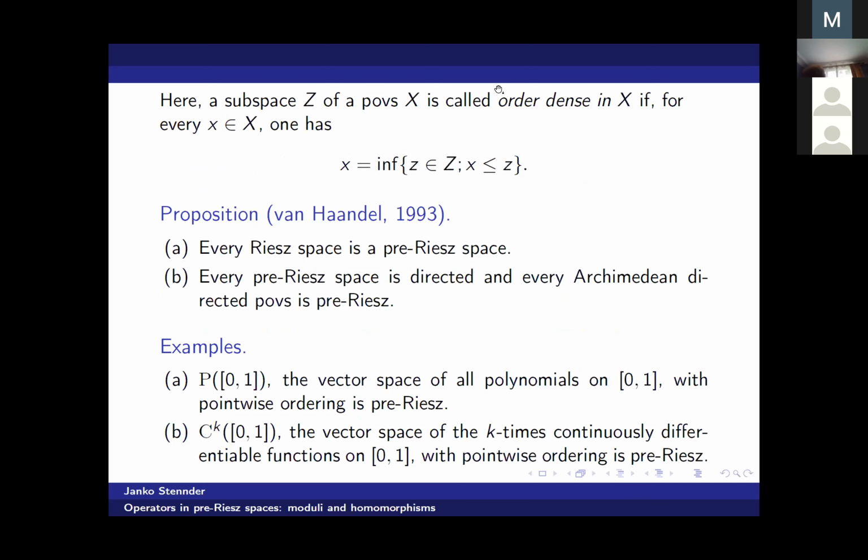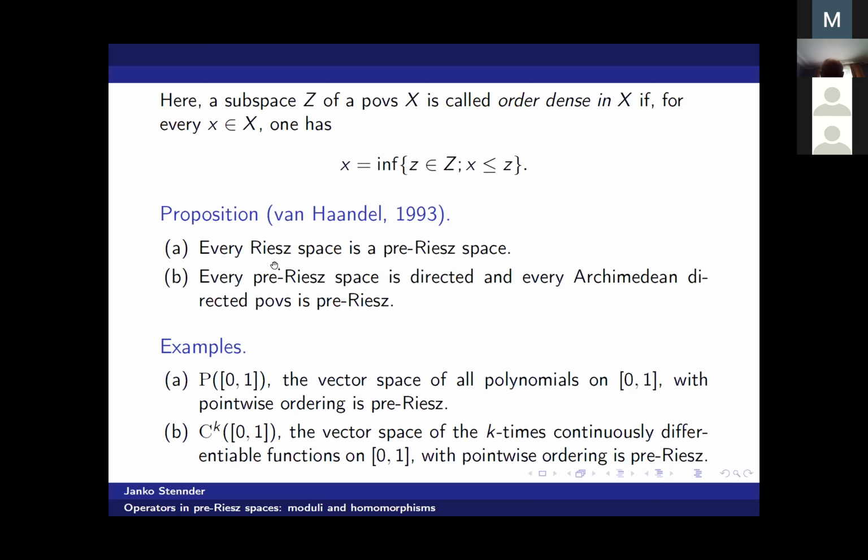And the notion of order dense here is not the same as usually used in vector lattice theory. When we say that the subspace Z of a partially ordered vector space is order dense in X, we just mean that every element in X can be written as the infimum of all elements in the subspace which are above this element from X.